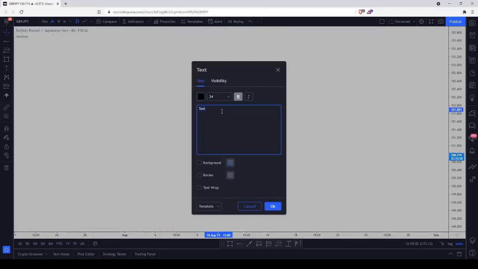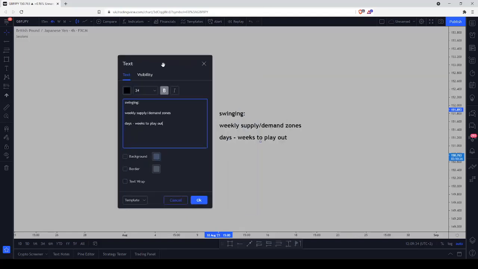So for us, swinging would be weekly zones. Weekly buy or sell zones, so supply or demand zones, whatever you want to call it. Those are the zones that we trade, and that means swinging. Usually this takes days or even weeks sometimes to play out. So this is swinging for us.